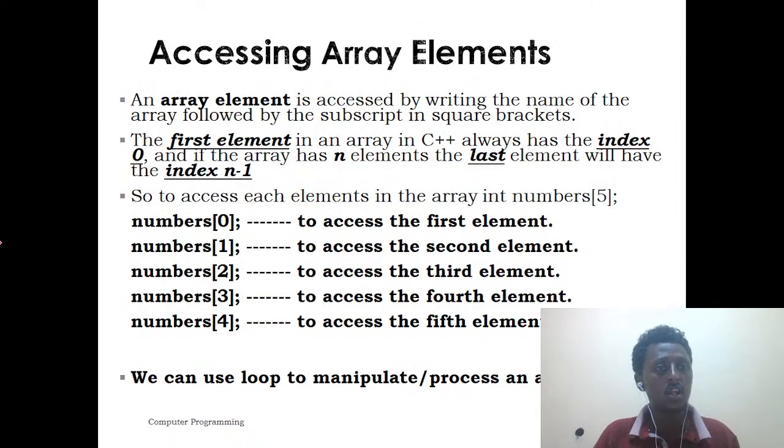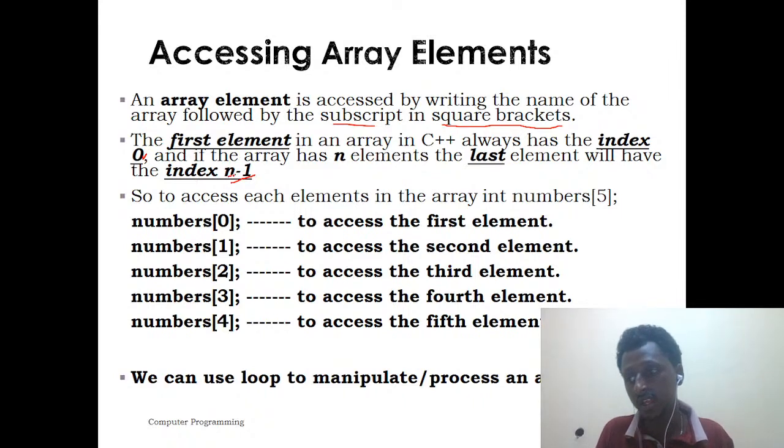An element is accessed by writing the name of the array followed by the subscript or index of that array in square brackets. The first element in an array in C++ always has the index 0, as I told you before. The first index of an array is 0, and the last index is n minus 1 if the size of the array is n.